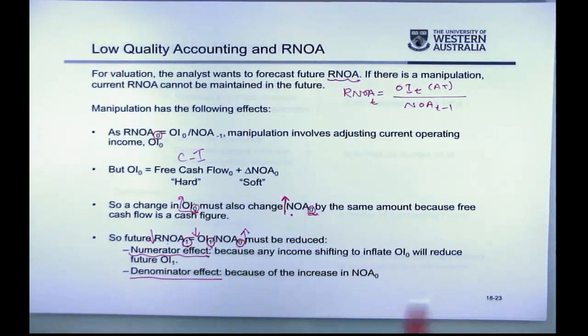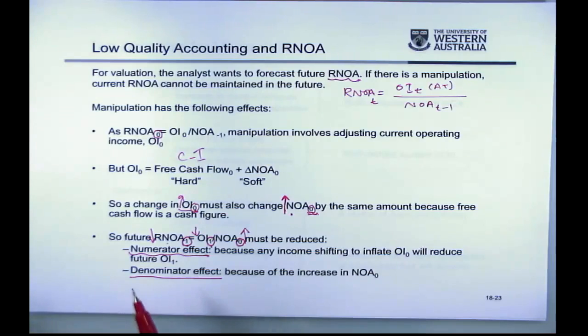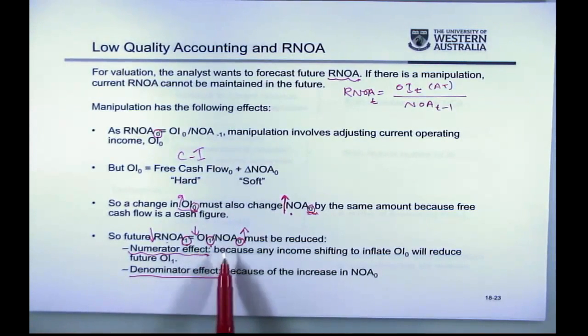Okay. So the ratio will go down if there was a manipulation in this year. Next year, the ratio will be lower than this year's ratio because of the two effects: the numerator effect, which is the reversal property, and the denominator effect, because of the inflation that happened to this year's net operating assets.